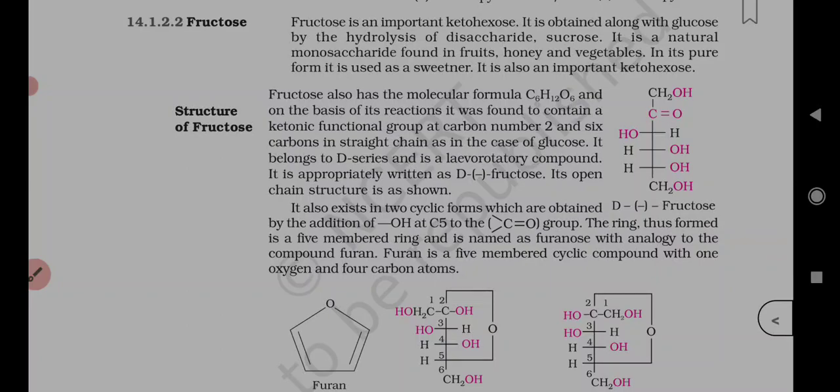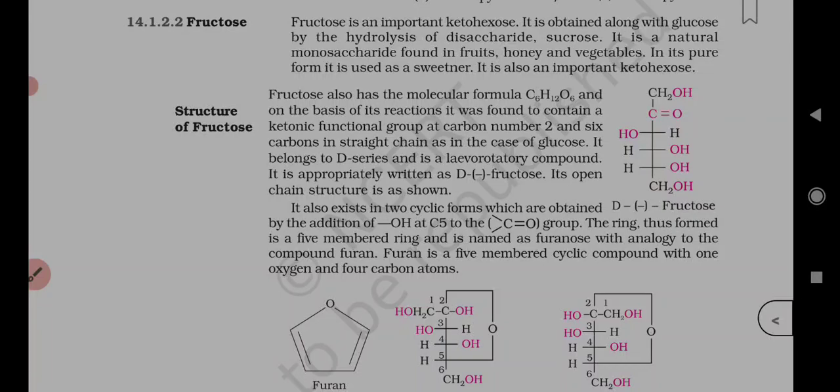From the 5th carbon the OH group gets attached to the second carbon. The ketonic functional group is found at the second carbon, and C5 gets added to the C=O group, which is at the second carbon. So one is alpha D, where the OH group is on the right side. One is beta D, where the OH group is on the left side.